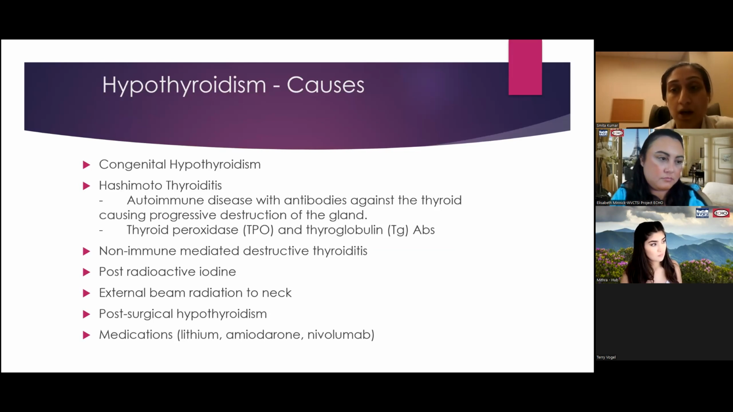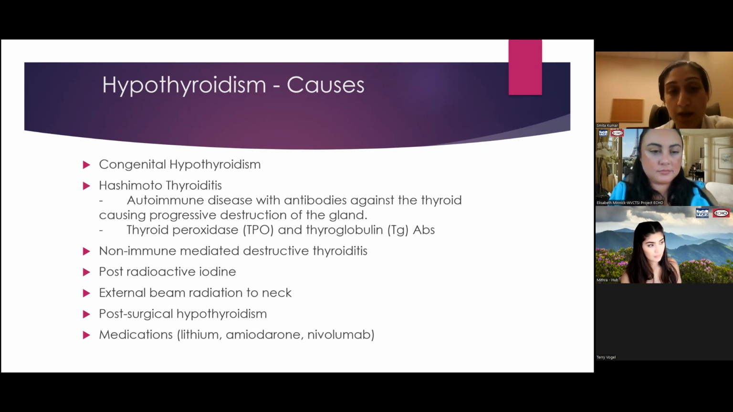These are the various causes of hypothyroidism. So you can have congenital hypothyroidism, Hashimoto's thyroiditis, which is the most common form. This is an autoimmune disease with antibodies against the thyroid. And we diagnose Hashimoto's thyroiditis with thyroid peroxidase antibodies. So TPO will be elevated in Hashimoto's, and thyroglobulin antibodies will be elevated as well. Those are not specific, but they will be elevated in Hashimoto's.